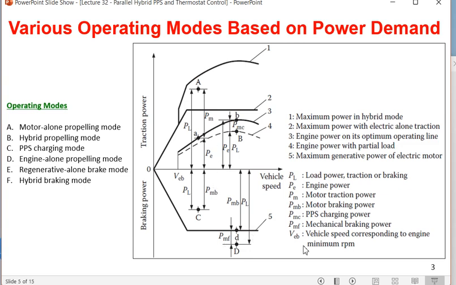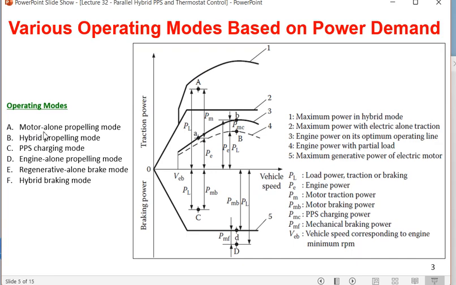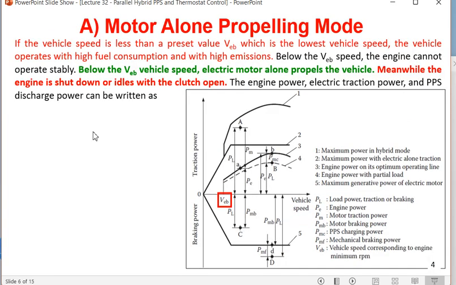There is something called VEB. This is a very important thing, and I will explain VEB while explaining the first mode of operation, which is A. What is A? You are finding here A is the motor alone propelling mode. This is something very new for you, so be careful. So what is VEB? VEB says the vehicle speed corresponding to engine minimum RPM. That is what is called VEB.